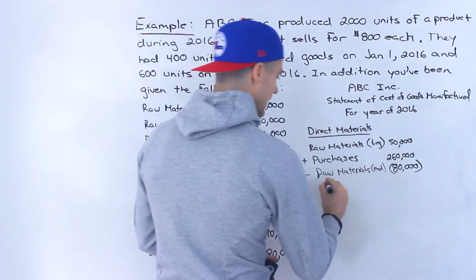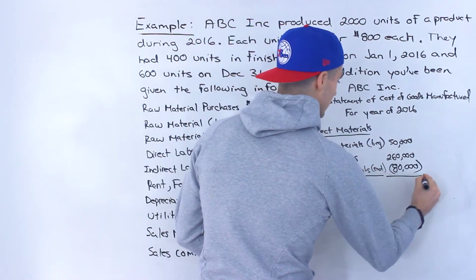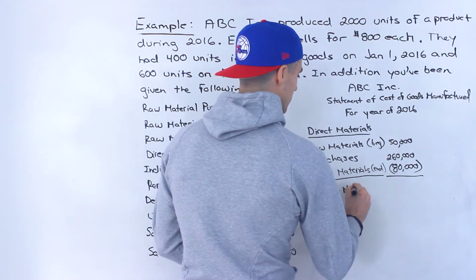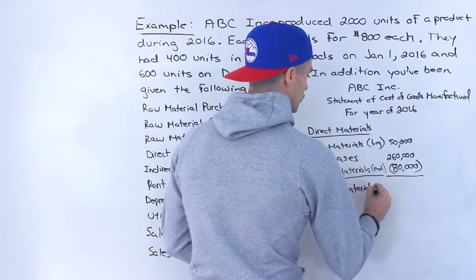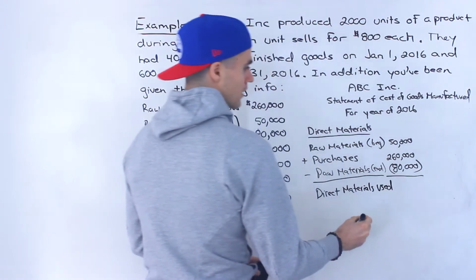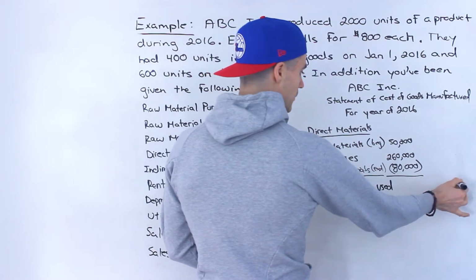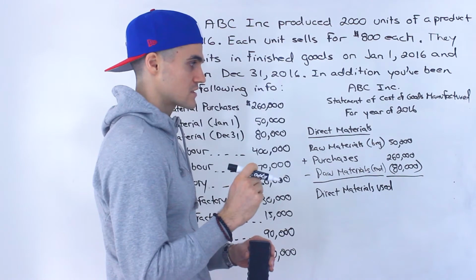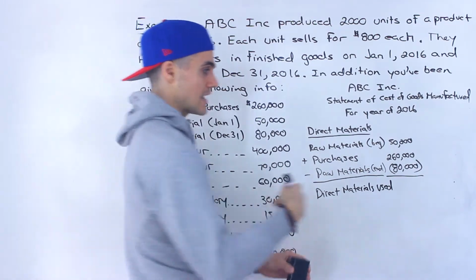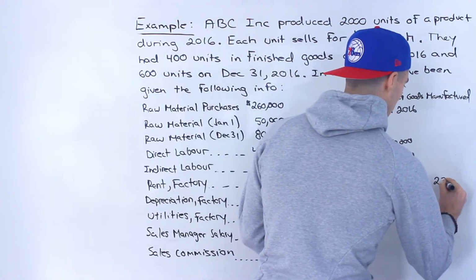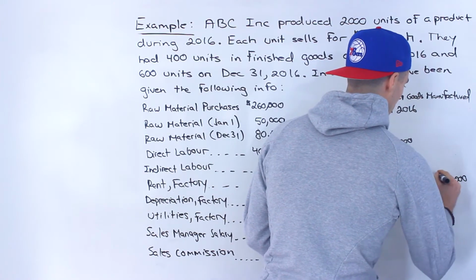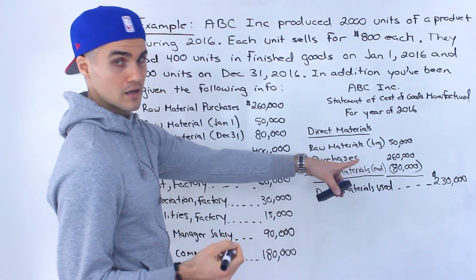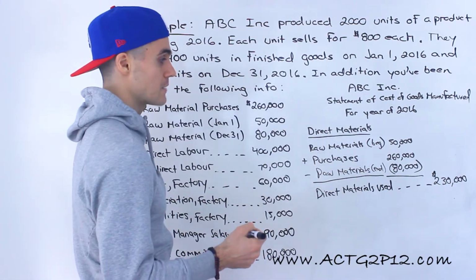And then when we net all of this out, what we get is what we need, which is the direct materials used. Whatever this nets out to, I'm going to put over here. So we're going to have 50,000 plus 260,000, which gives us 310,000, minus 80,000 would give us 230,000. So that's going to go right there. That's the direct materials used. That's the important number that we need for this statement.